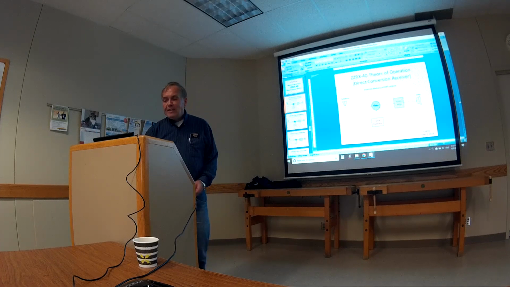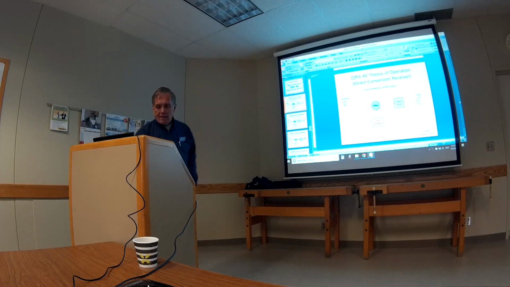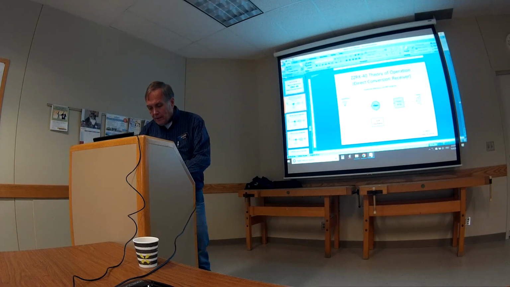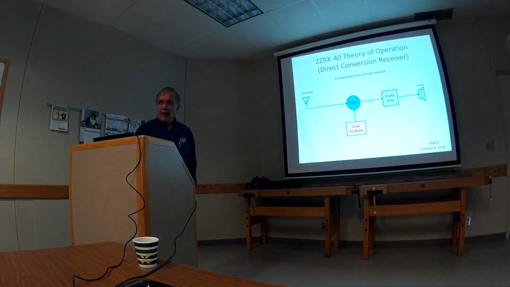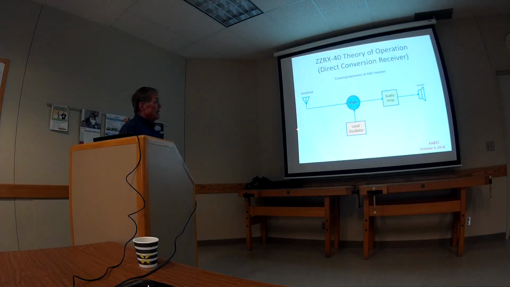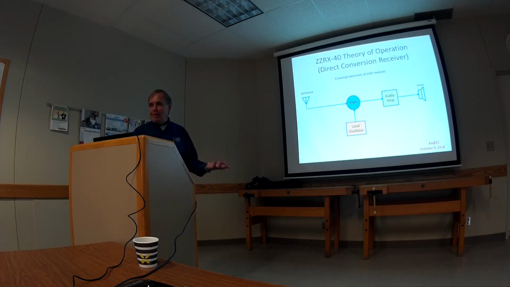So basically, these are the basic components of any receiver: you're going to have an antenna coming in, a mixer, a local oscillator, an audio amp, and a speaker. Now, the ZZRX is about bare bones. I mean, there's a little bit of matching and a couple things, but it wasn't much more than this. You can make it a lot better and fancier by adding more components.